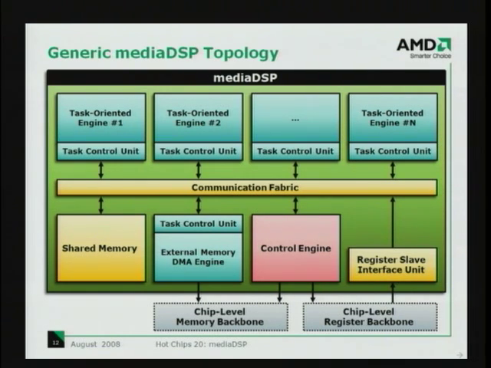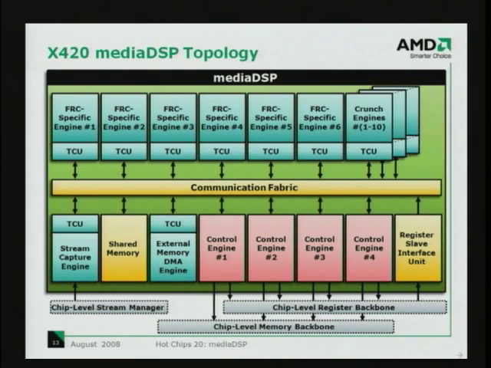And then finally, all the state of the processor is accessible from the outside world via the register slave interface unit in the lower right there. So taking that generic picture, now we can look at the specific topology that we have put together to accomplish the frame rate conversion task in the X420 chip.